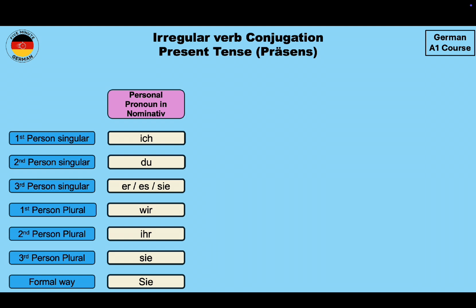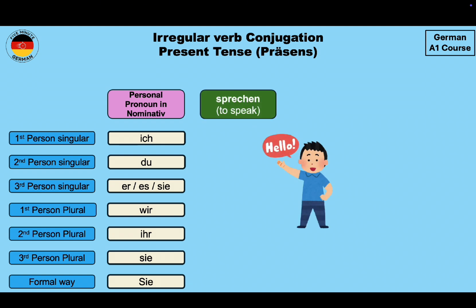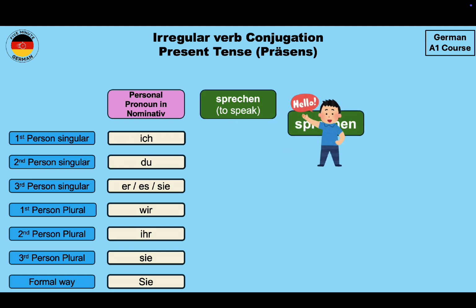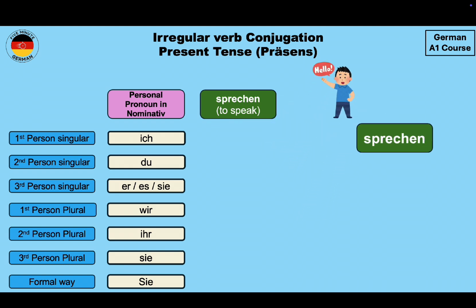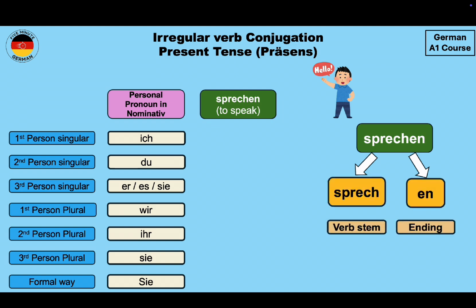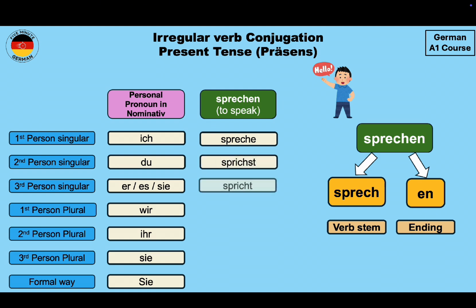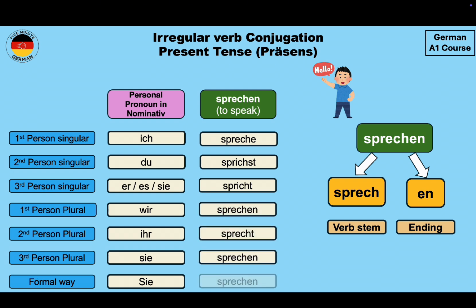As an example, let's take the verb sprechen, which means to speak. This is the infinitive form. Now using the rule which I showed you earlier, we can split the verb sprechen into two parts. Sprech, which is the first part, will be the verb stem, and en is the ending. So now if we conjugate sprechen, it will be ich spreche, du sprichst, sie spricht, wir sprechen, ihr sprecht, sie sprechen, and Sie sprechen.